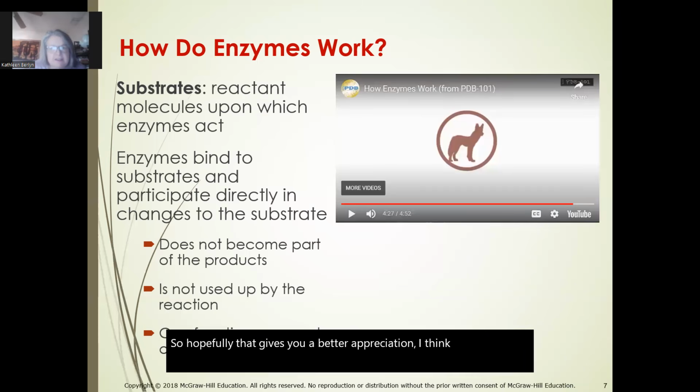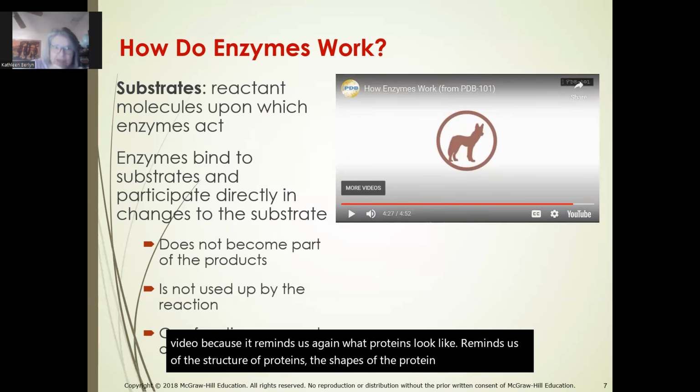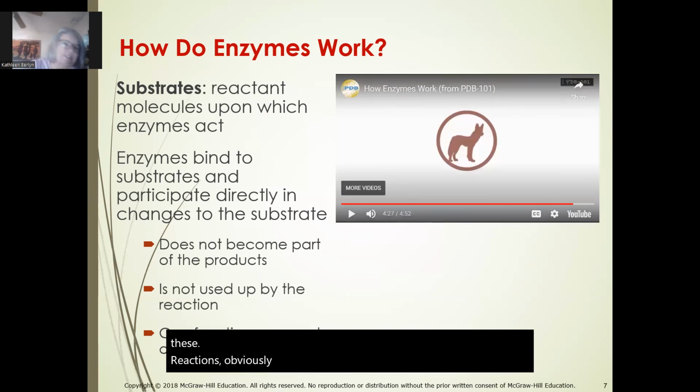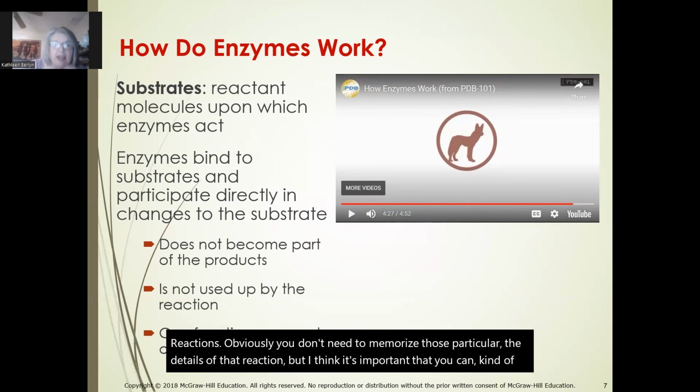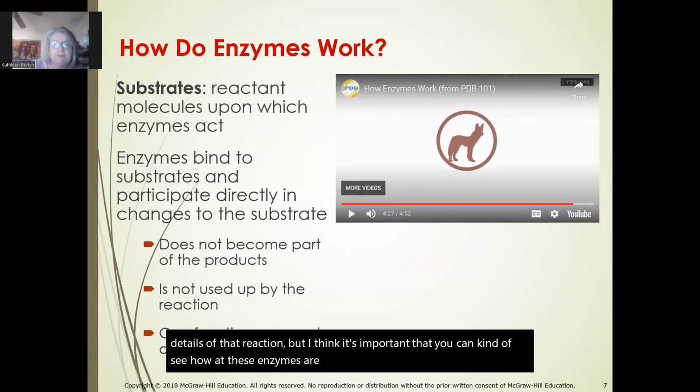I like this video because it reminds us again what proteins look like. It reminds us of the structure of proteins, the shapes of the proteins, and then we actually see some of the molecules and atoms that are involved in these reactions. Obviously, you don't need to memorize the details of that reaction, but I think it's important that you can see how these enzymes actually work. And even though it looked like it was happening quickly in the video, it's nowhere near as fast as it actually occurs in real life.